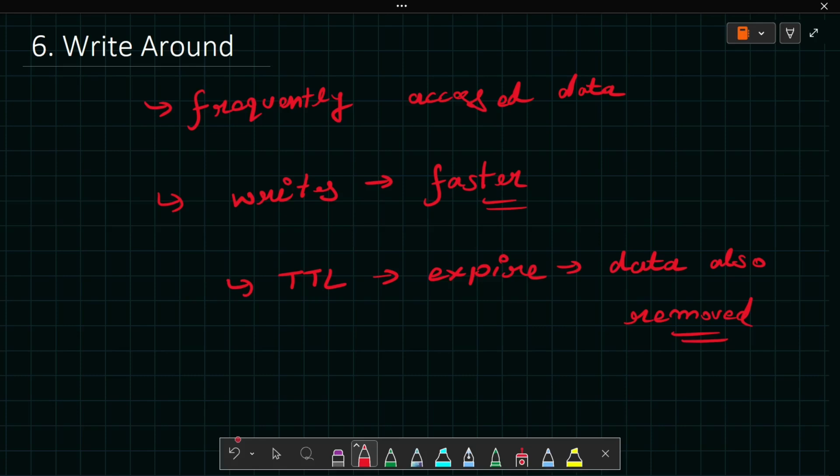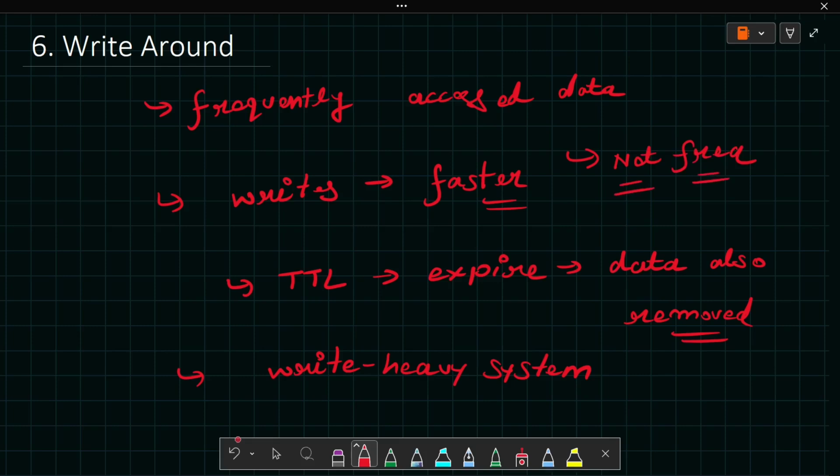What is the advantage of write around? Write around caching is best suited for write heavy systems. It is also advantageous for data that is not frequently used, as it doesn't get stored into the cache. That is one of the advantages.